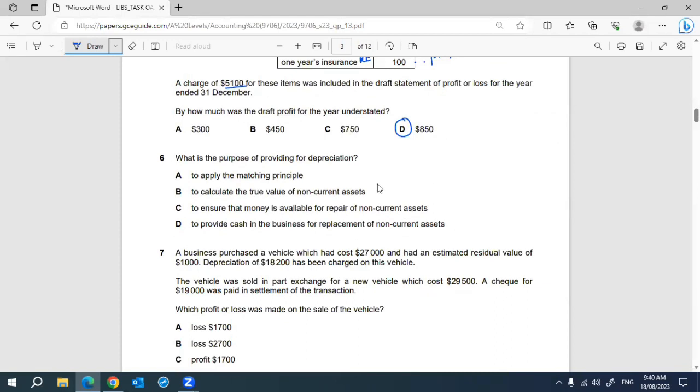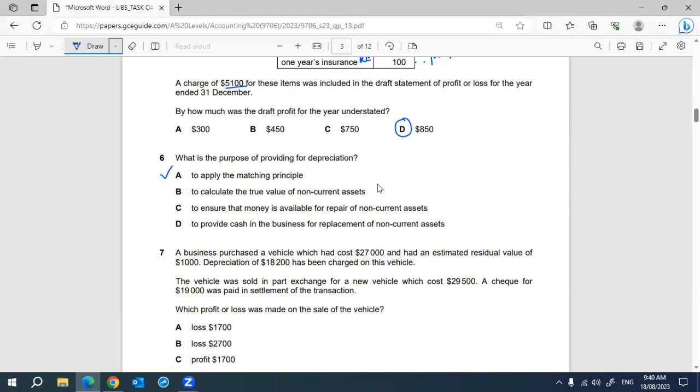What is the purpose of providing for depreciation? So as you know, depreciation is the cost of the assets spread over their useful life. And we record depreciation in order to match it against the revenue that we have earned. So what I've just mentioned best describes the matching principle. So A is the correct answer.